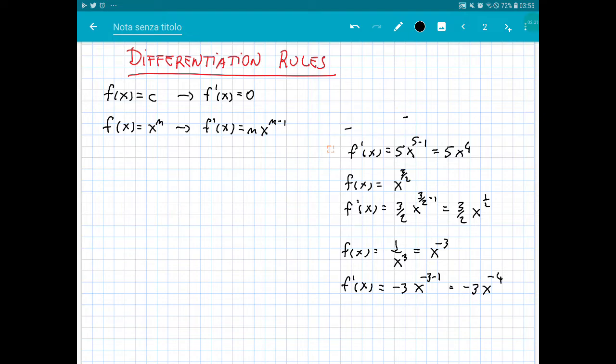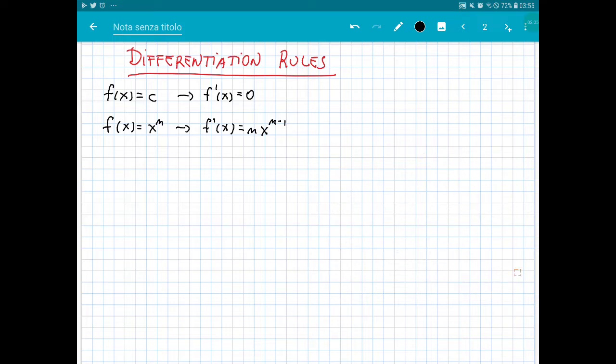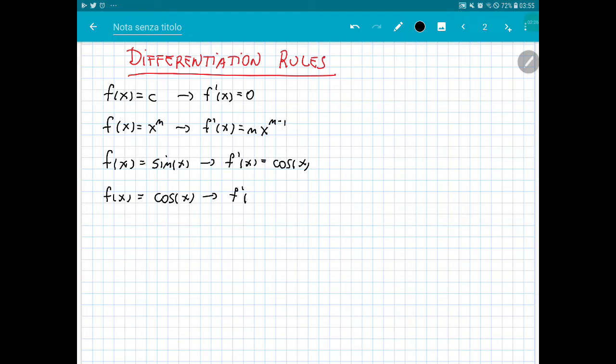Now we move on to other derivative formulas. So next, we have f of x equals sine of x. Then the derivative is equal to cosine of x. On the other hand, if your function is cosine of x, then its derivative will be given by negative sine.